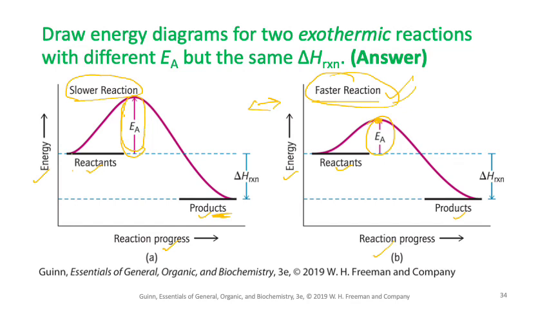And the last thing is delta H of the reaction. If you can see, the delta H of the reaction doesn't change, because it is the difference between the energy of the product and the reactant. It doesn't depend on how big or how small the activation energy is. So delta H of the reaction is the same for both of them. And what's the value? Less than 0, because this is an exothermic reaction.